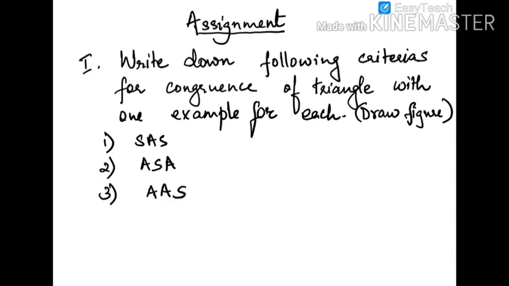With this, we come to the end of this video lesson. Your assignment is to write down the criteria that you learned in this class and give one example for each with figure. You can take the examples that are shown in the video lesson.